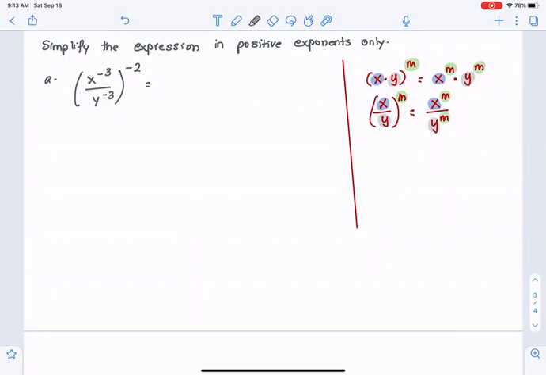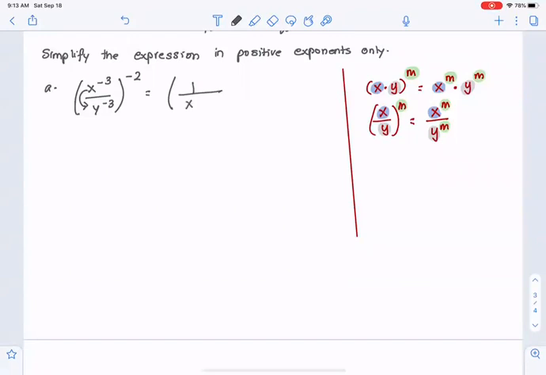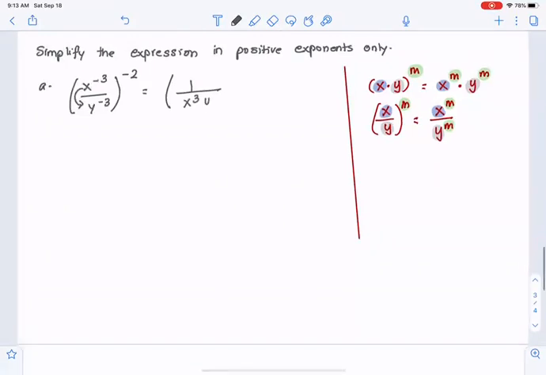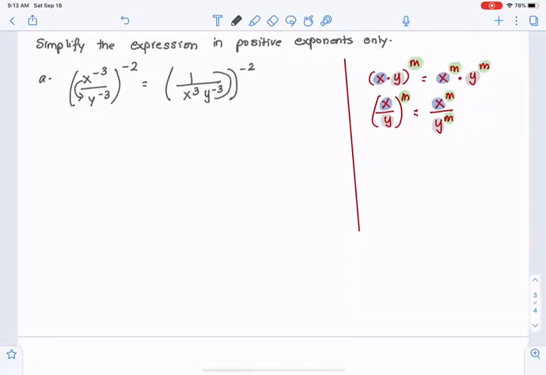So in this problem, I said, okay, first thing to do is take care of whatever is inside the parentheses. So let's take care of that. If x raised negative 3 moves to the denominator, it becomes positive 3. And if y raised negative 3 moves to the numerator, it becomes positive y cubed.